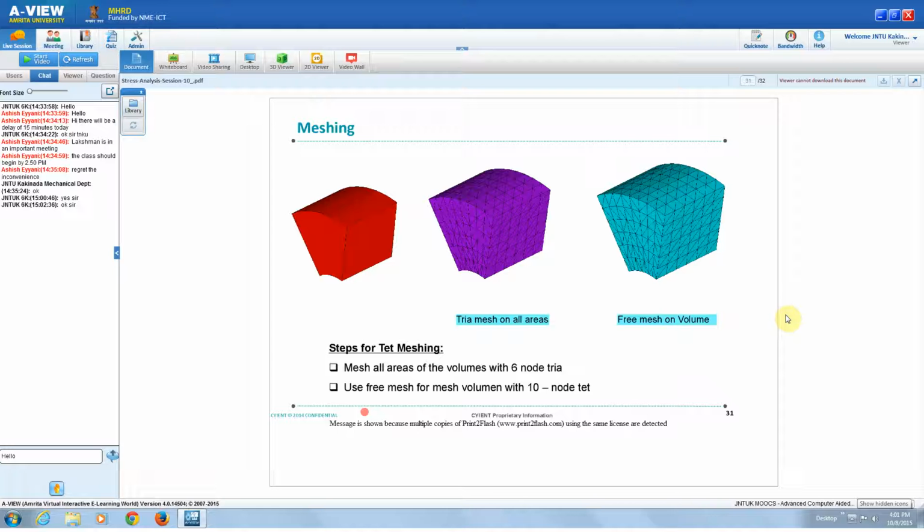And then once you mesh with 6 noded tria on the surfaces, you use a volume mesh with 10 noded tet. So this is how we usually do tet meshing in ANSYS. I think a similar method is followed even in HyperMesh. I'm not sure about other finite element software like Abaqus, Nastran and Patran.